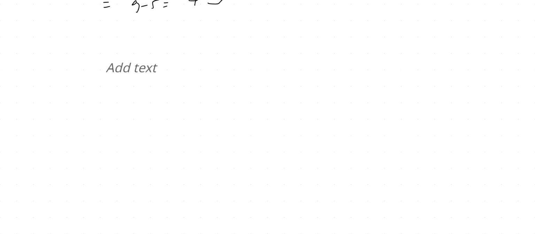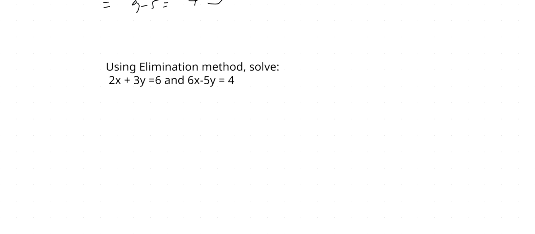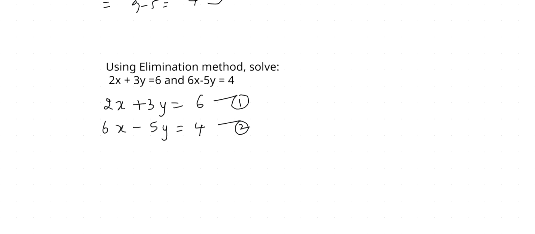Okay, so I'll show you the other method of elimination. I mean to say when I'm trying to eliminate y. So the same thing, let us take equation 1, name them. 2x plus 3y is 6, 6x minus 5y is equal to 4, and then call them as equation 1 and equation 2. So I want to solve them using elimination. However, now I want to eliminate y.